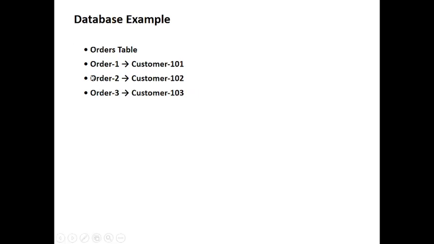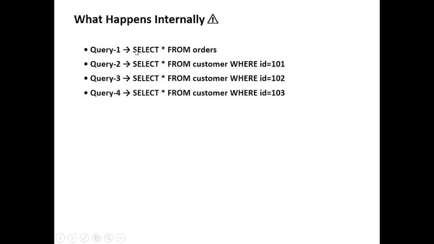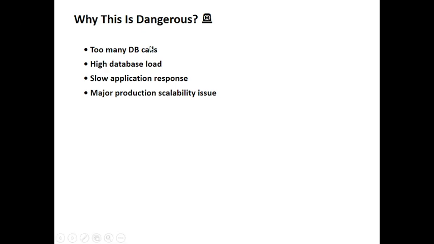Suppose there is an order table, and each order has one customer associated. Order 2 is associated with customer 102, and order 3 is associated with customer 103. If I run the query select star from orders, all the orders come. But then if you loop through the orders and, for each order, fetch the customer by its ID, how many queries happen? Too many DB calls, high database load, slow application response, and a major production scalability issue.